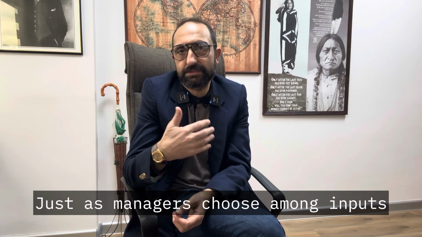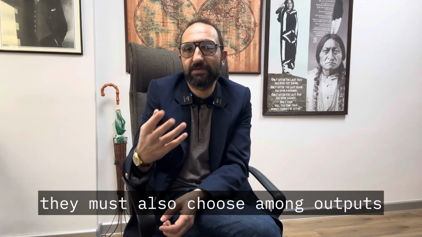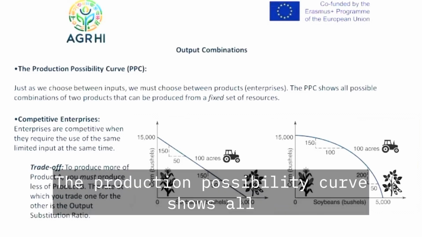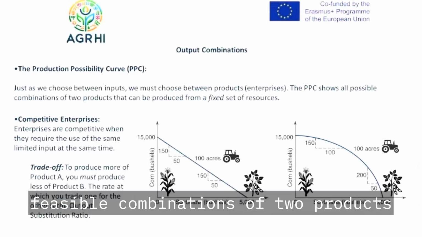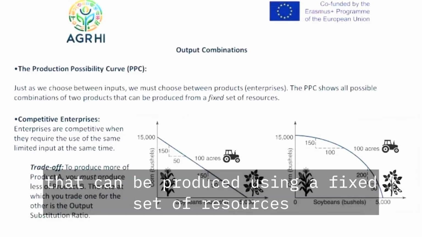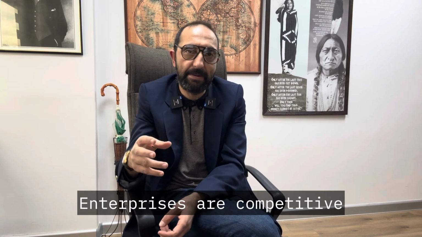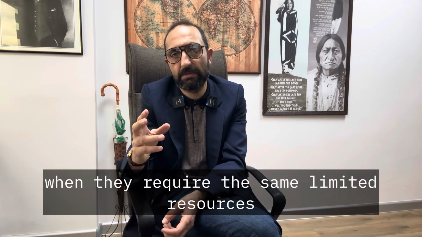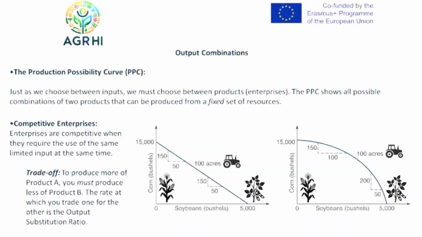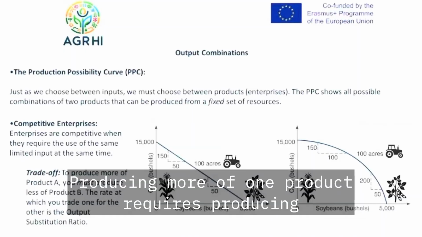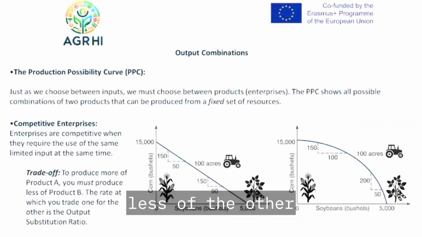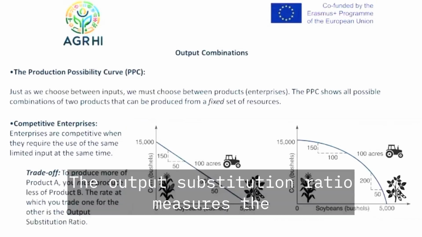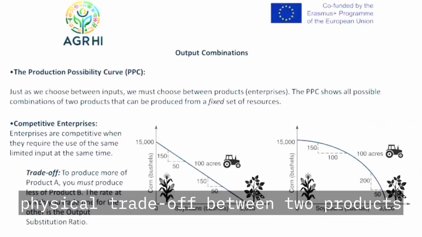Just as managers choose among inputs, they must also choose among outputs. The production possibility curve shows all feasible combinations of two products that can be produced using a fixed set of resources. Enterprises are competitive when they require the same limited resource at the same time. Producing more of one product requires producing less of the other. The output substitution ratio measures the physical trade-off between two products.